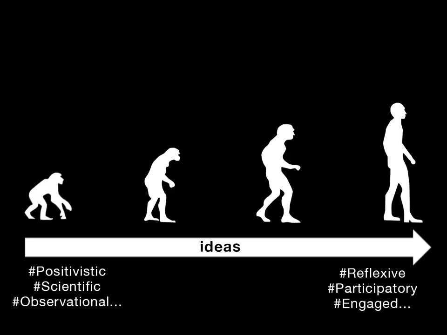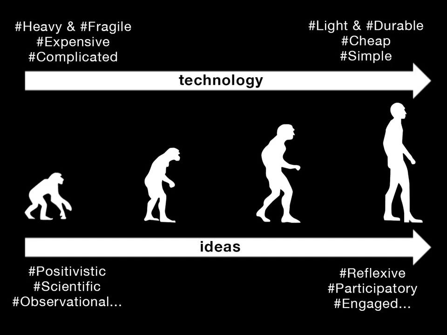So, to sum up, there are two kinds of evolution. At the beginning there was a genre that was very positivistic, scientific and observational, and at the end there was a development to a genre that is more reflexive, participatory and engaged. At the same time, there was an evolution of technology that led us from equipment that was heavy, fragile, expensive and complicated, into equipment that was light, durable, cheap, and simple.